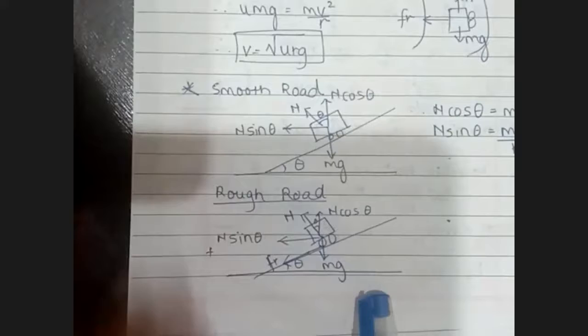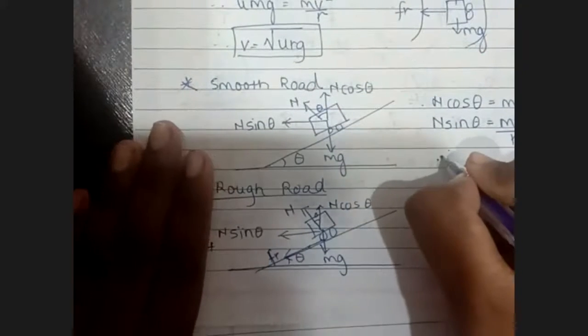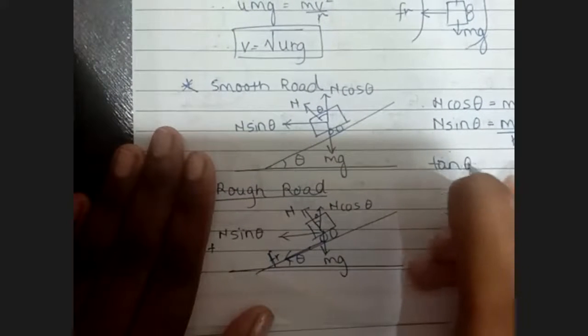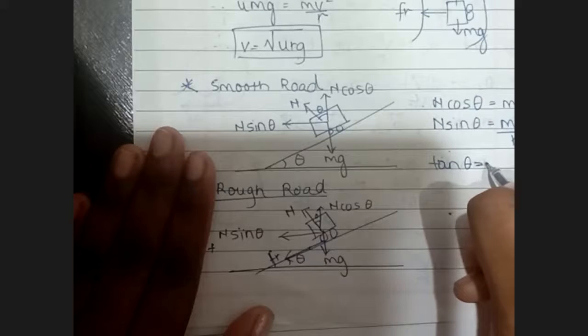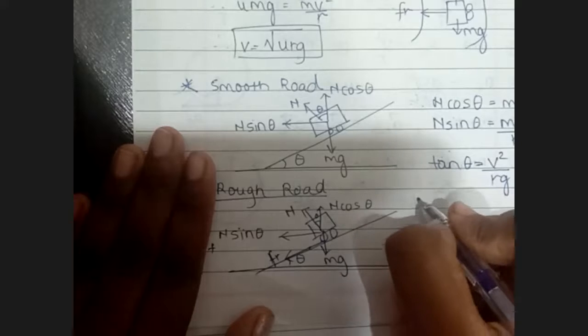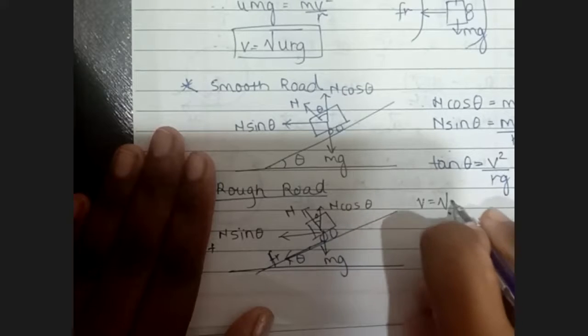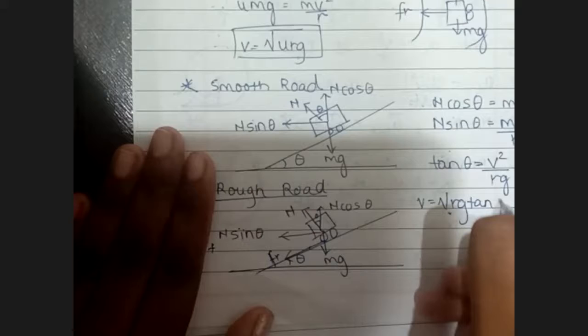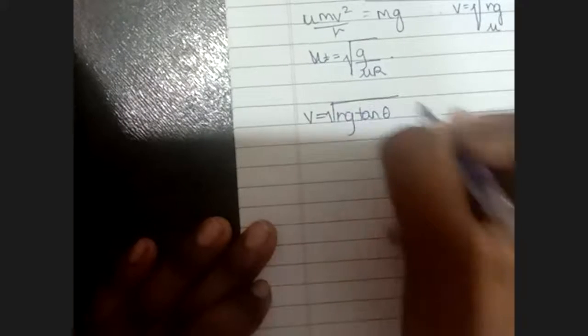In banking of roads, tan theta will be V square upon Rg, where V will be equal to root Rg tan theta. Now, in banking of roads, if V is equal to root Rg tan theta, then the car will go in a proper path.